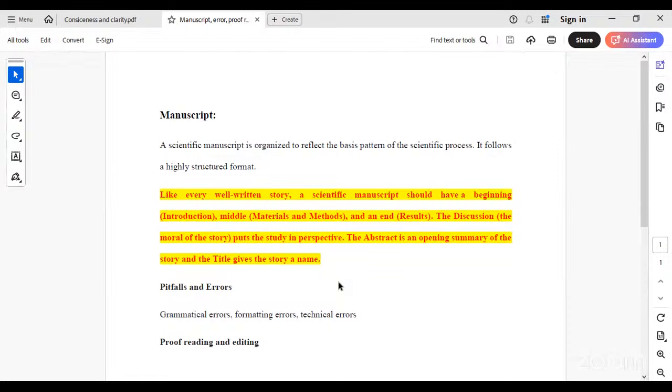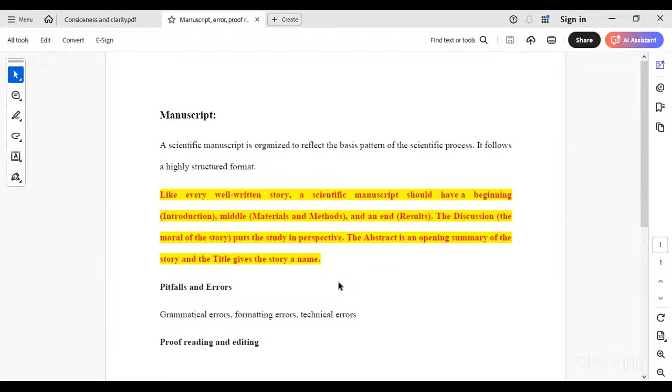Like every well-written story, a scientific manuscript should have a beginning. We call it an introduction. In scientific writing, the introduction introduces the research topic. We have to state our research question or hypothesis, and we outline the purpose and scope of the study. This is the important part of the introduction.